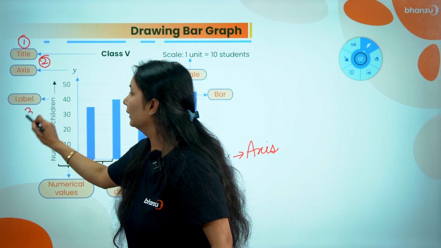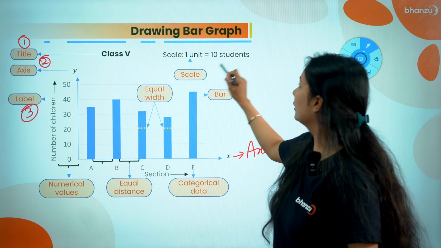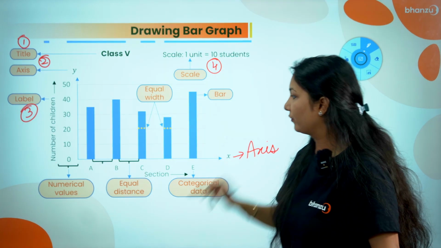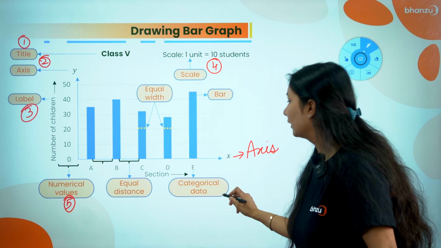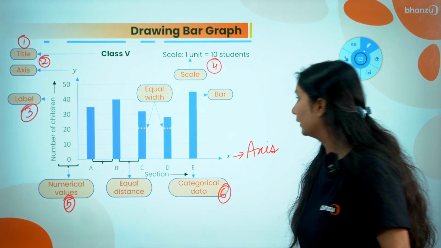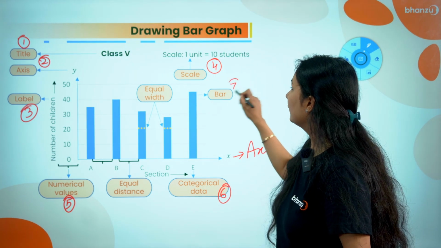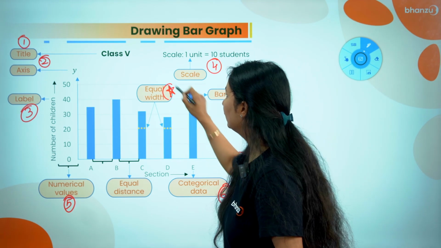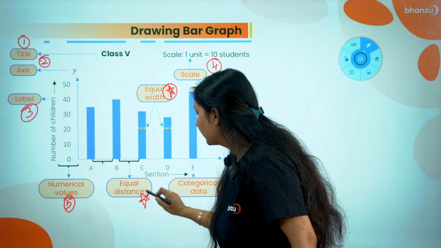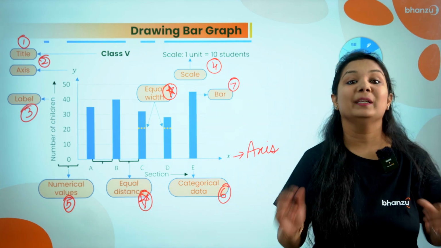Then we label them. After labeling, we choose the scale. After scale, we draw the numerical values. After drawing the numerical values, we write the categorical data. Then we draw the bars, and in bars, we need to take care that the width should be equal and the distance between two bars should also be equal.